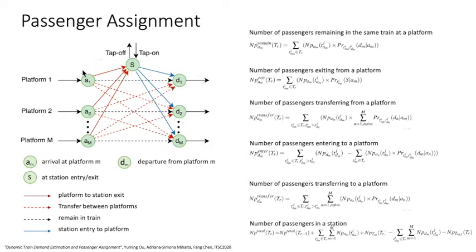With this modeling, we can estimate the passenger flow in a station by using these formulas. For example, we can calculate the number of passengers remaining in the same train and platform, the number of passengers exiting from a platform, the number of passengers transferring from a platform, the number of passengers entering a platform, the number of passengers transferring to a platform, and the total number of passengers in a station.